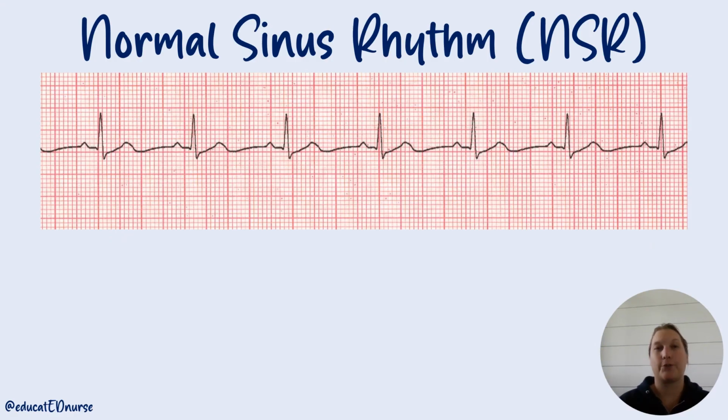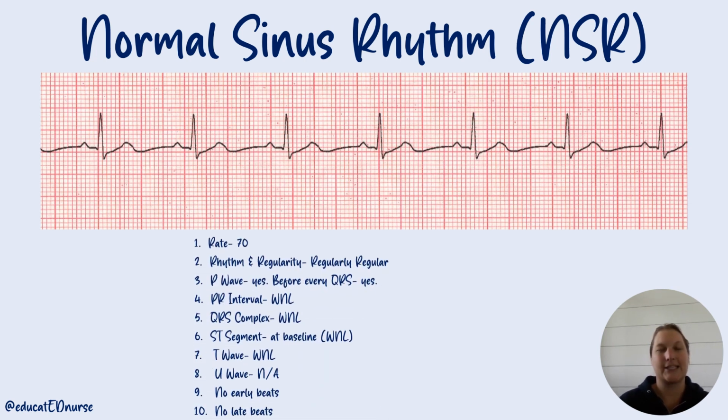All right, just as a good reminder for normal sinus rhythm, all 10 things need to be there in order for it to be normal sinus, right? You need these 10 criteria. The rate should be between 60 and 100. The rhythm and regularity should be normal and regular. All the P waves and all the QRSs should march along in a regular fashion.